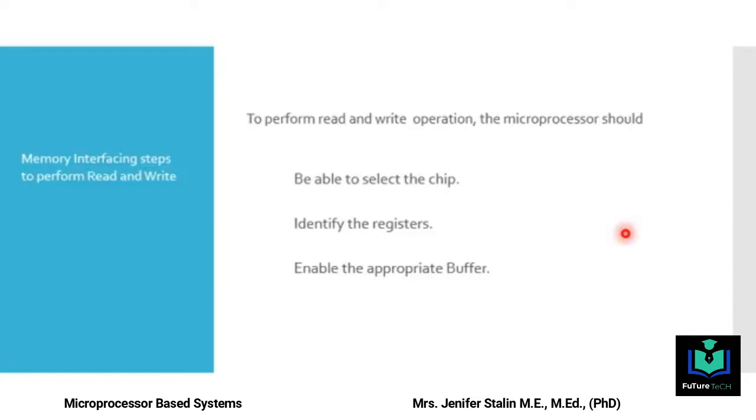The next topic is the memory interfacing steps to perform read and write operations. What steps are needed? The microprocessor should be able to select the chip, identify the register, and enable the appropriate buffer. By selecting the chip, the microprocessor can identify which register it is going to use, and after that it enables the appropriate buffer, which may be an input or output buffer.